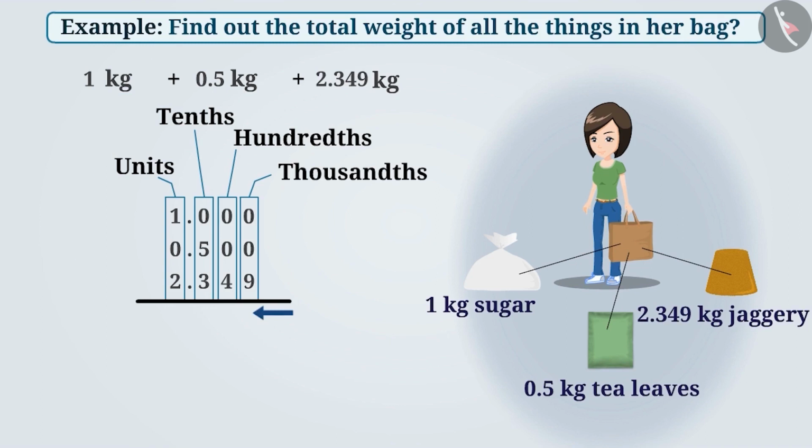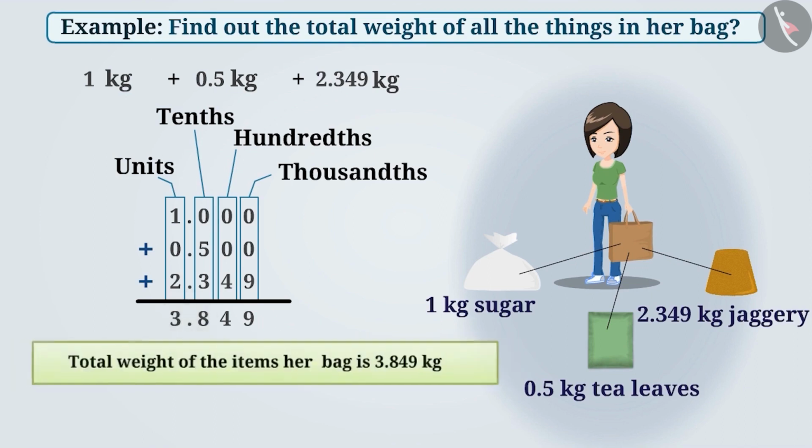The next step is adding the digits in each place from right to left. The sum of digits in the thousandths place is 9, hundredths place is 4, tenths place is 8, and the sum of digits in the units place is 3. Therefore, the total weight of the three items is 3.849. Thus, the total weight of her things in her bag is 3.849 kg.